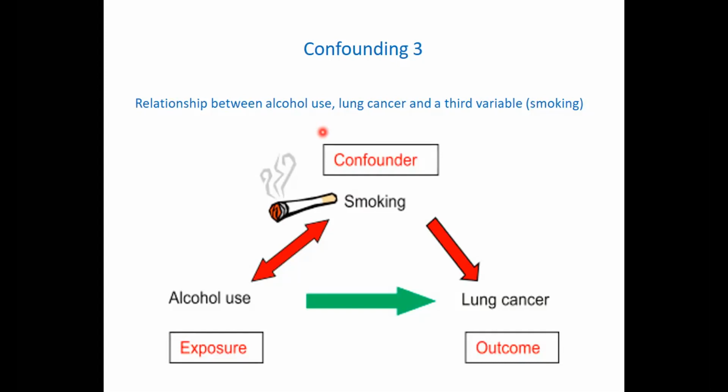The confounder can amplify. But in this case, it's going to amplify because you are looking at the effect of alcohol on lung cancer. The smoking also contributes. So it will give the impression that, wow, alcohol is really causing lung cancer.